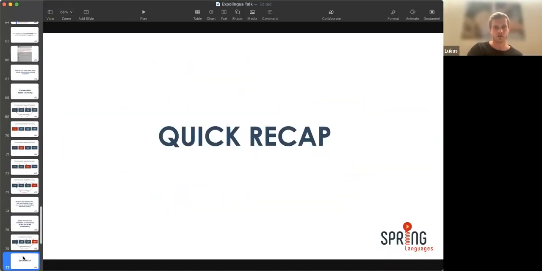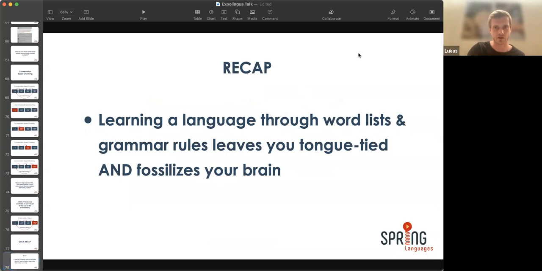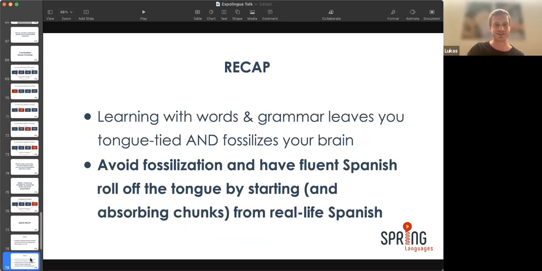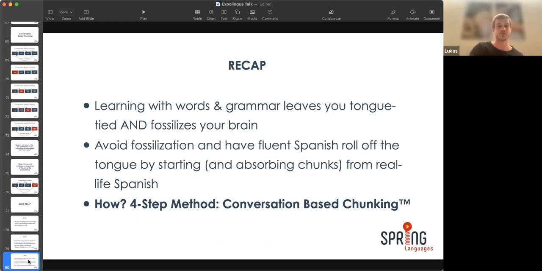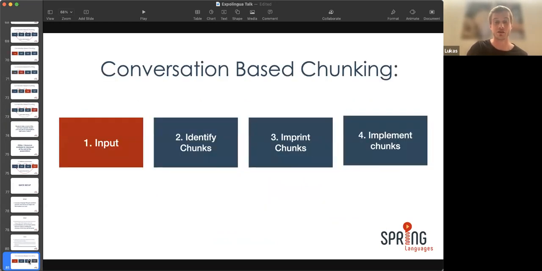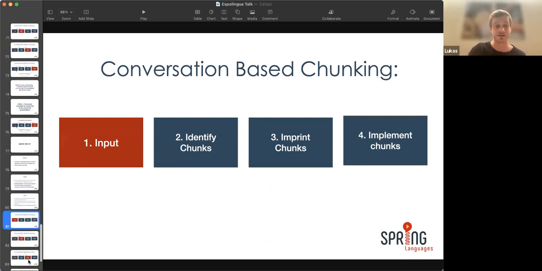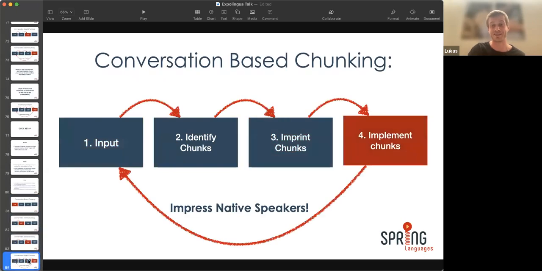Yeah, so quick recap. Learning a language through word lists and grammar rules leaves you tongue-tied and fossilizes your brain in a bad way, right? So to avoid fossilization and to have fluent Spanish sentences roll off the tongue, you should start absorbing chunks from real life Spanish. How? Four-step method, conversation-based chunking. Look for good inputs, conversational inputs. Identify chunks. Imprint these chunks on your brain and then use them yourself to speak, right? That's what it's all about.